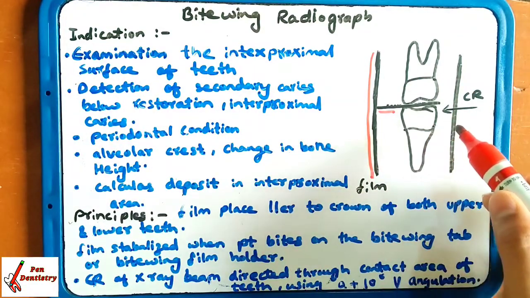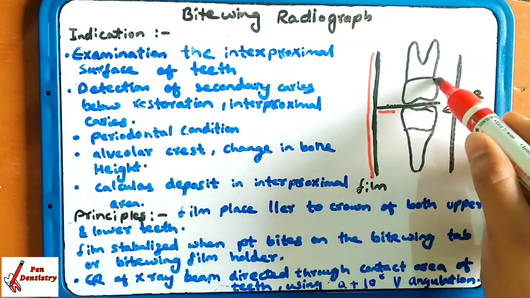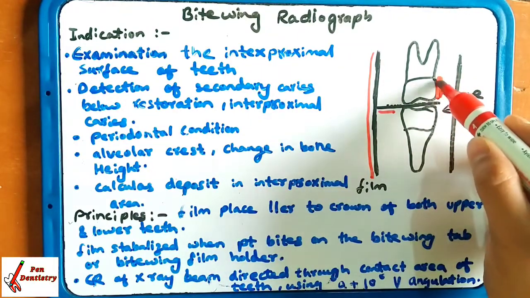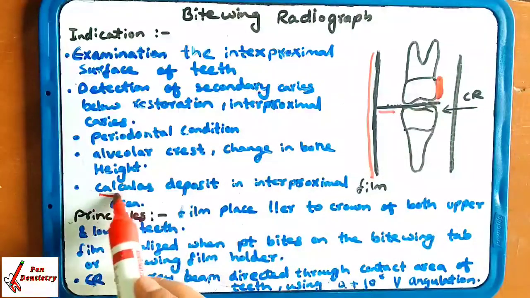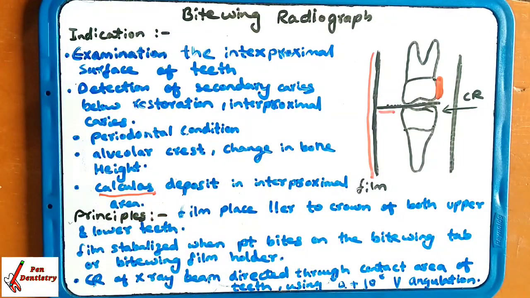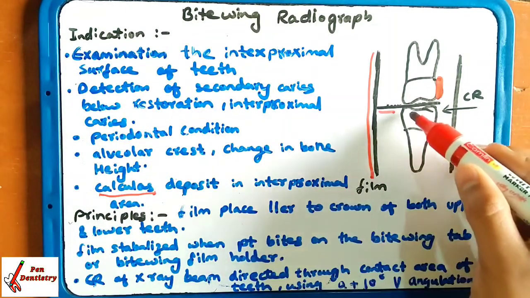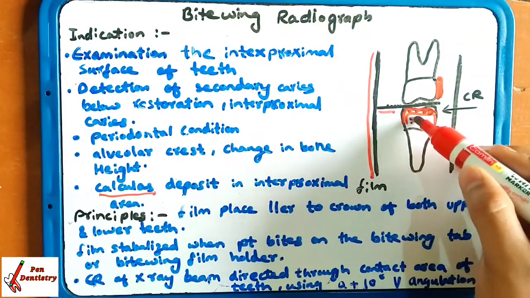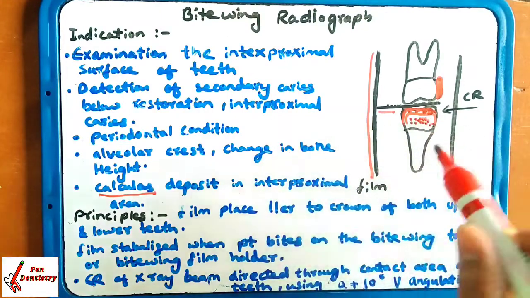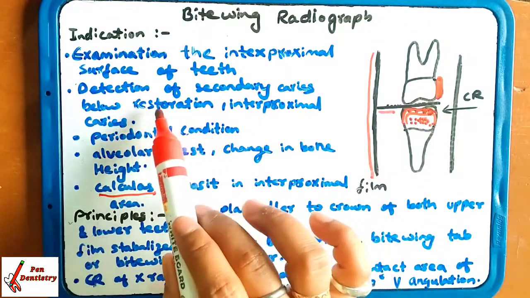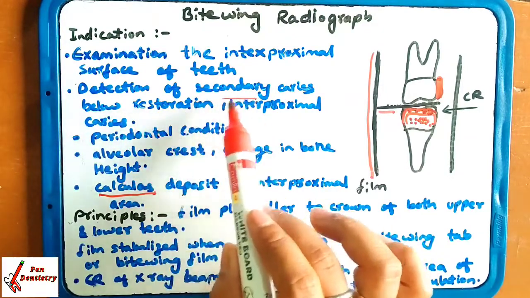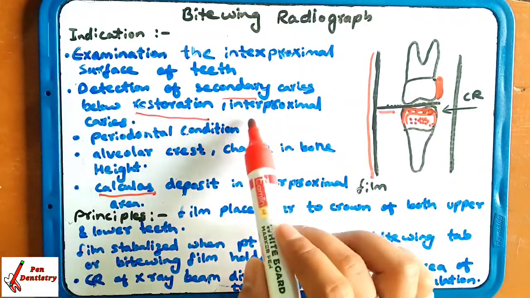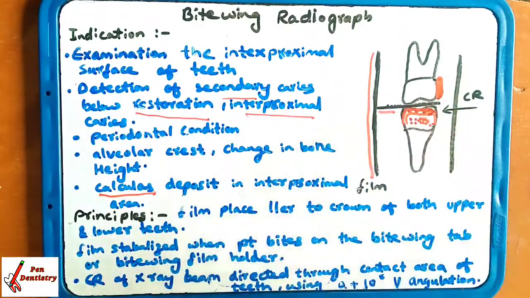The interproximal surface is between the teeth. If anything is present between the teeth, whether it is calculus or caries, at that time we use it for detection of secondary caries. If there is a restoration done, and caries are occurring below it, at that time bite wing radiography is done for detection of secondary caries below the restoration, or interproximal caries when the caries is present at the interproximal area.